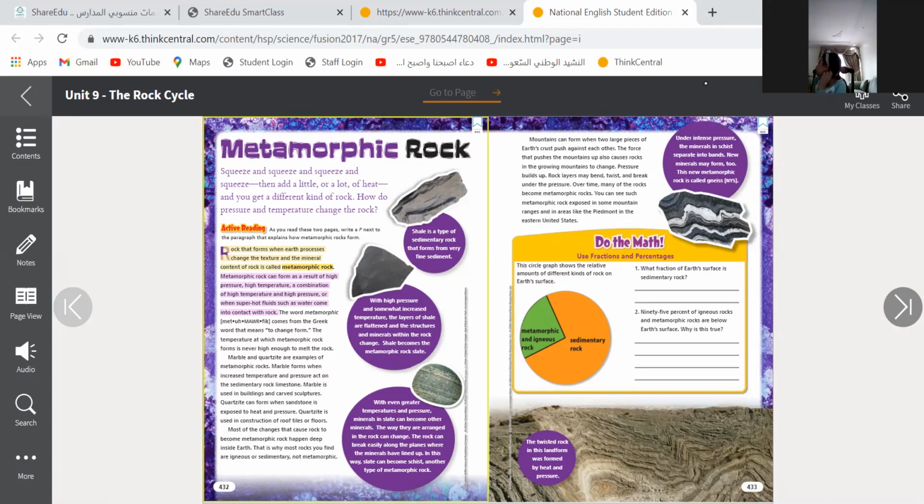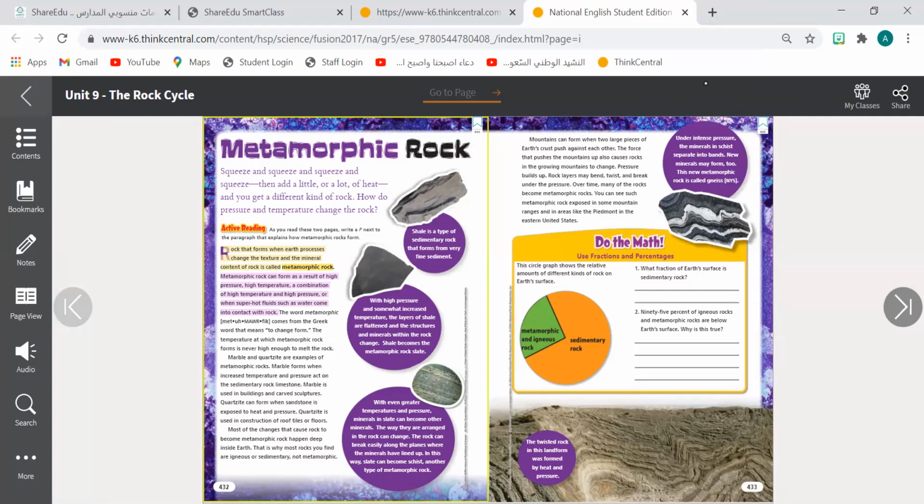What do you need to change the form of rock? You need high pressure. Excellent. High pressure. Okay. And high temperature. Excellent. You need high pressure and a high temperature. Every time you add a high temperature and a high pressure, you need to squeeze and squeeze and squeeze. All these processes can happen naturally. How can it form naturally? Because underground, deep, deep down in the ground, is it high pressure and high heat or not?